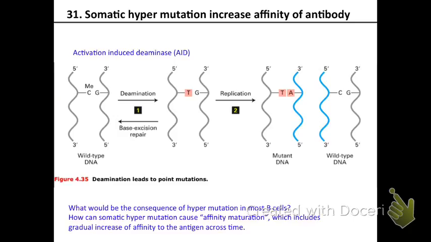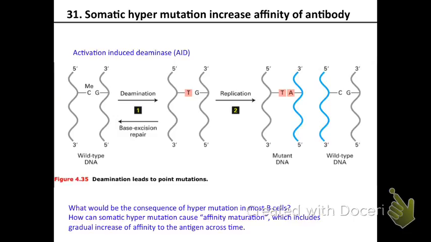Better or worse binding? What if it's better? What's going to happen to that cell that has that mutation, that binds even better? It's going to survive and it's going to actually get activated because it binds so much. Again, clonal theory, right? It activates and it gets replicated and it makes more and more. And that's one of the reasons why there is a gradual increase in affinity to antigen across time.